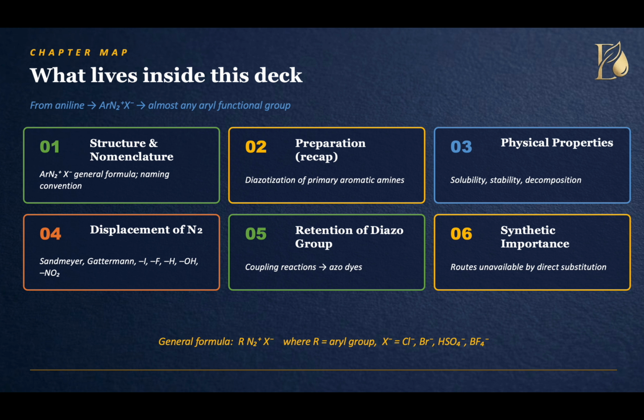So we have discussed all the topics: structure and nomenclature of diazonium salts, the preparation, the important method for preparation known as diazotisation, then physical properties, then there are two types of reactions, displacement of N2 and retention of the diazo group. In displacement of N2 we have learned 7 different types of reactions. In retention of the diazo group, there is the coupling reaction which forms azo dyes, and the last one, the synthetic importance of diazonium salts. Okay, that's all about this topic.